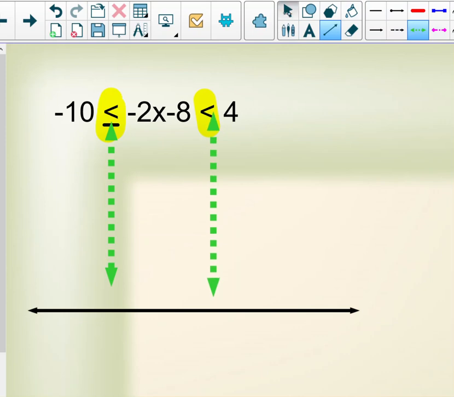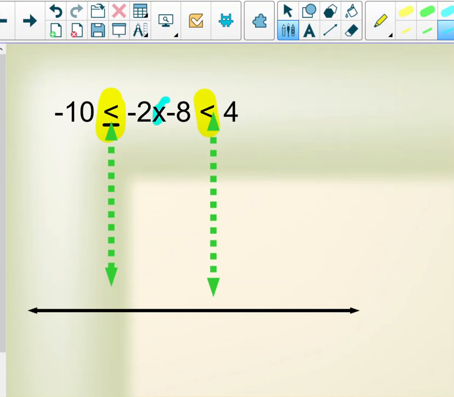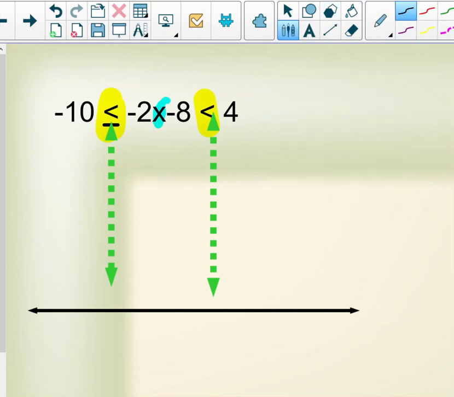lines underneath my inequality signs, which is nicely going to separate this inequality into three parts: a left side, a middle side, and a right side. So in order to solve like I would any other equality, I want to isolate my variable, which is going to be in the middle, by using inverse operations. So the first thing I need to do is move this -8, and I can do that by adding 8.